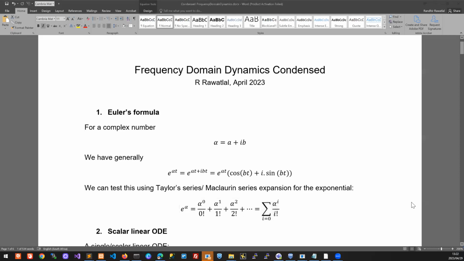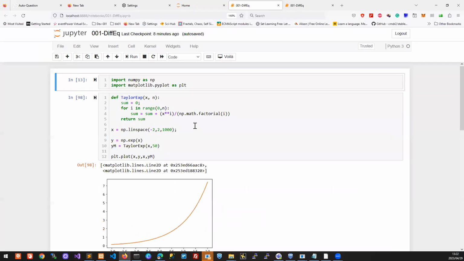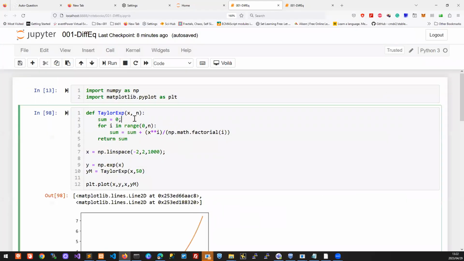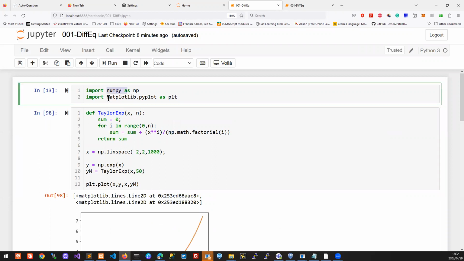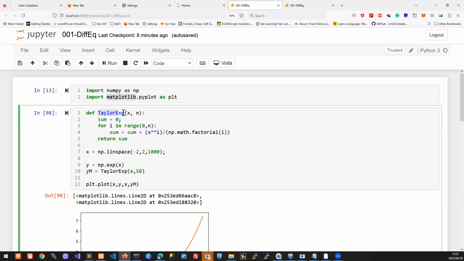So to do that, I've written some short Python code here. And so here, we're just using NumPy and matplotlib, so nothing out of the ordinary there either. And let's create a Taylor series expansion function here. So this is for the exponential function specifically.